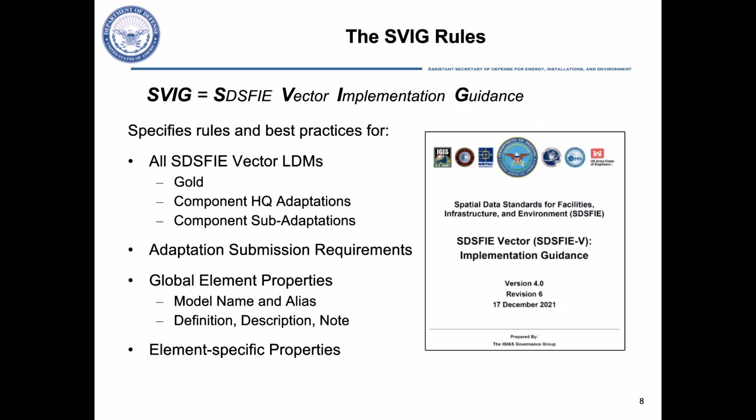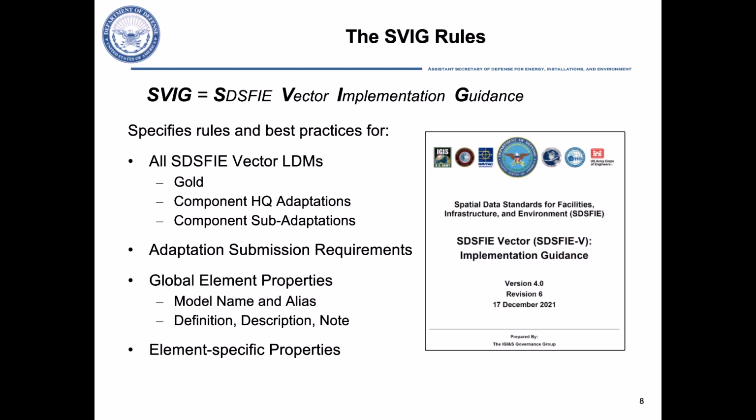The SDSFIE Vector Implementation Guidance, or SVIG document, is our rulebook for creating and versioning our Vector Gold model and subsequent component adaptations, as well as the submittal requirements and review process. The SVIG specifies the model elements and their relationships, properties common to all types of elements, and rules about properties unique to each type of element. Additionally, the SVIG provides best practices for element naming and guidance for adding location, measurement, and unit of measure attributes.